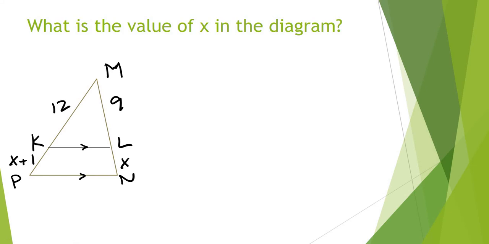So what is the value of x? We know here that KL and PN are parallel, and KL bisects the sides of the triangle. So setting up my proportion, 12 over x plus 1 is proportional to 9 over x. I could have also written x plus 1 over 12 is proportional to x over 9.